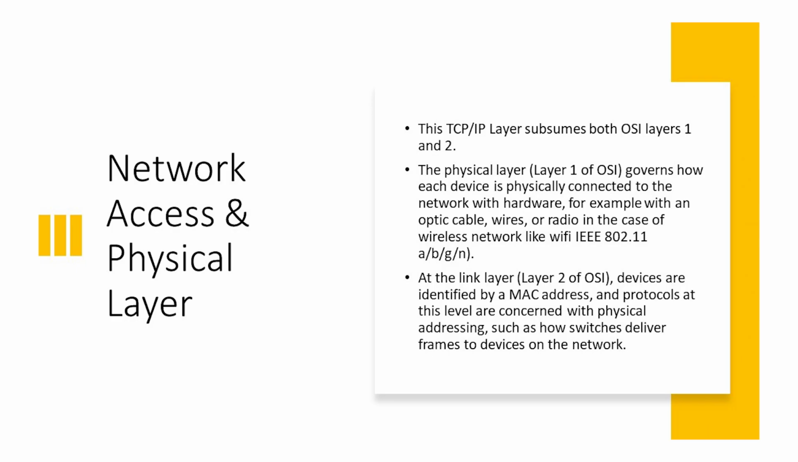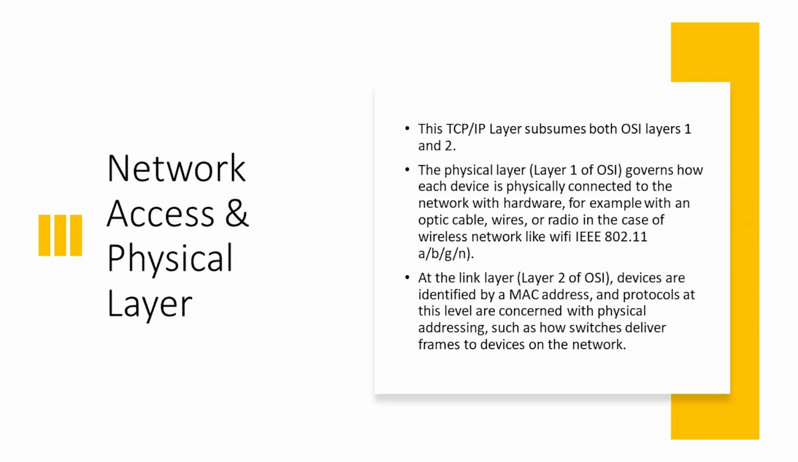At the link layer, devices are identified by a MAC address. Every electronic device which can connect has a MAC address. Your laptop has a MAC address, your smartphones have a MAC address, and it will uniquely identify that device. Protocols at this level are concerned with physical addressing, such as how switches deliver frames to devices on the network.